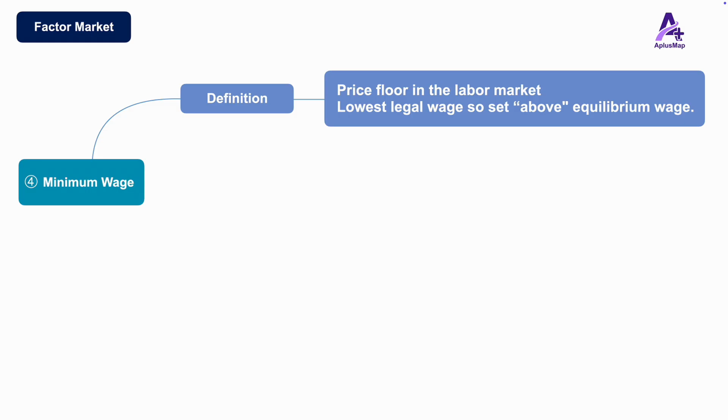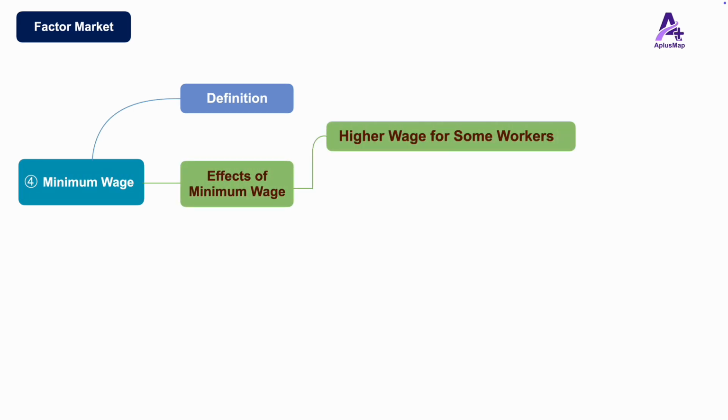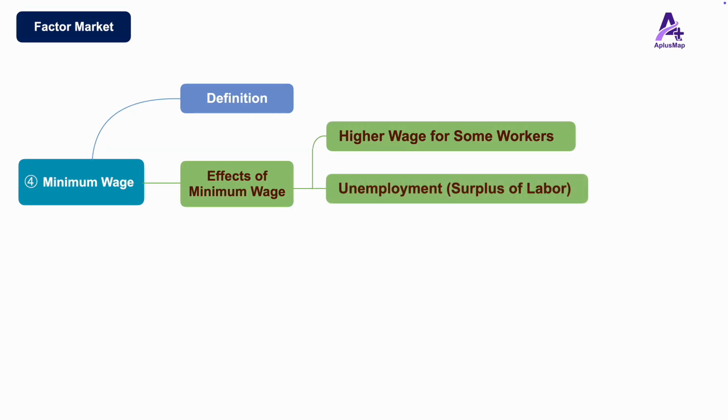Okay, so we have a binding minimum wage above equilibrium. What are the effects? Well, first, for the workers who keep their jobs, they get a higher wage. That's the intended benefit. But there's a downside. Unemployment, or put another way, a surplus of labor. How does that happen? At the higher minimum wage, two things happen simultaneously. First, more people are willing to work at that higher wage, so the quantity of labor supplied increases. Okay, more people want jobs. But second, firms facing this higher mandatory wage cost, a higher MFC, want to hire fewer workers. The quantity of labor demanded decreases.